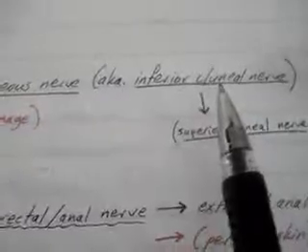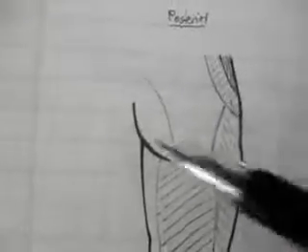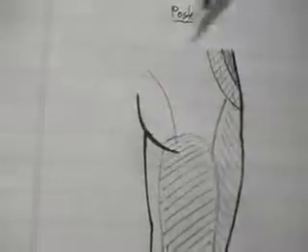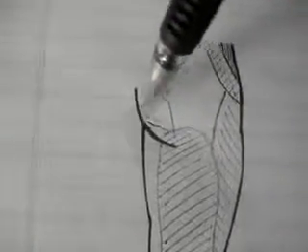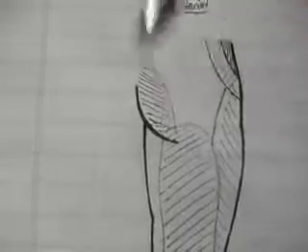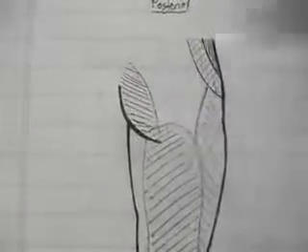Next is the perforating cutaneous nerve, also known as the inferior cluneal nerve. The inferior cluneal nerve has a cutaneous innervation to the medial aspect of the gluteus, so in this area here. That is your inferior cluneal nerve.